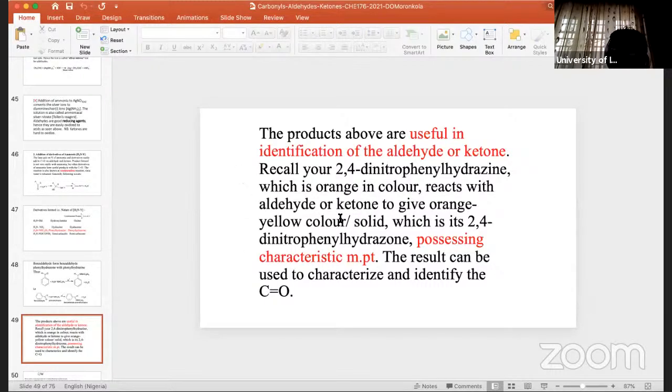Please, this slide is what you do in your practical CHE 191. This product, like I said, is quite useful for identifying your carbonyl compound. And you will recall in your 191 practical that you've handled 2,4-dinitrophenylhydrazine, which happens to be orange in coloration. On reacting with your carbonyl, it yields a yellow solid. And that yellow solid is the 2,4-dinitrophenylhydrazone that, if you take its melting point, is even characteristic, so you can easily say, this is the type of carbonyl compound that I have over here.